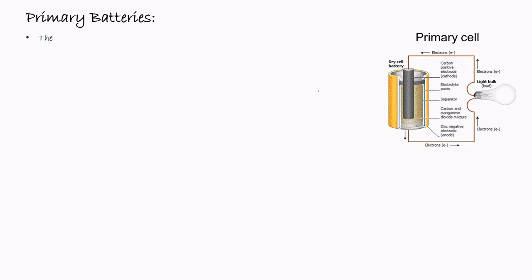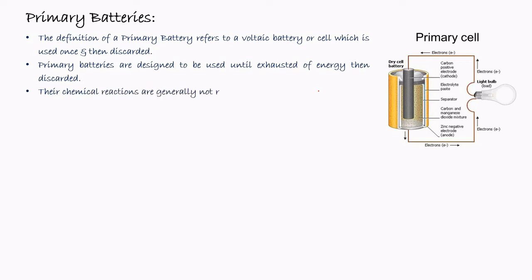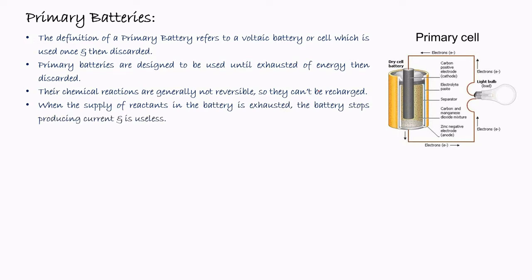Primary batteries. The definition of a primary battery refers to a voltaic battery or cell which is used once and then discarded. Primary batteries are designed to be used until exhausted of energy, then discarded. Their chemical reactions are generally not reversible, so they cannot be recharged. When the supply of reactants in the battery is exhausted, the battery stops producing current and it is useless.